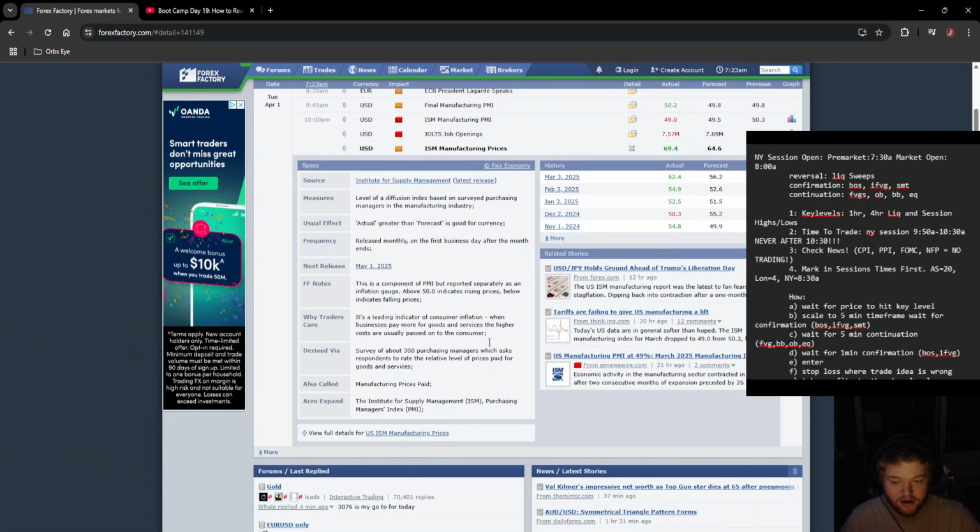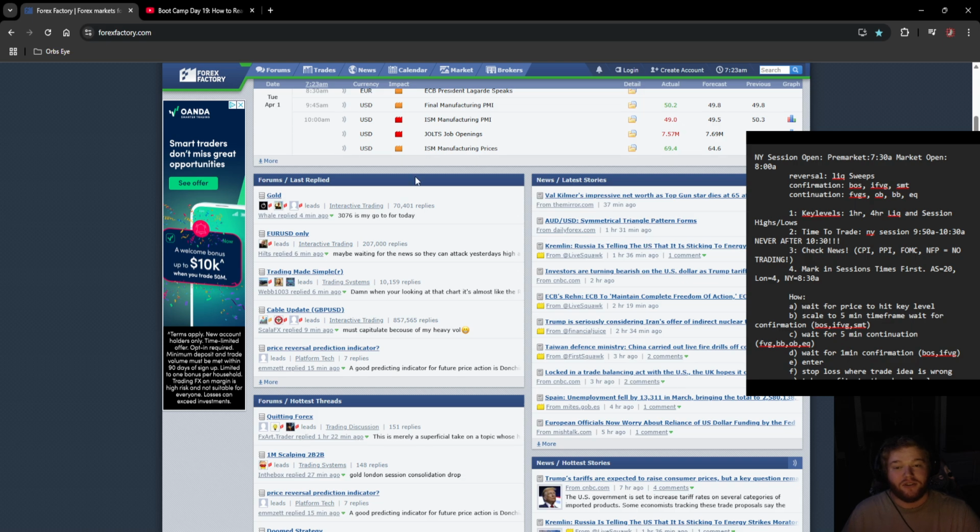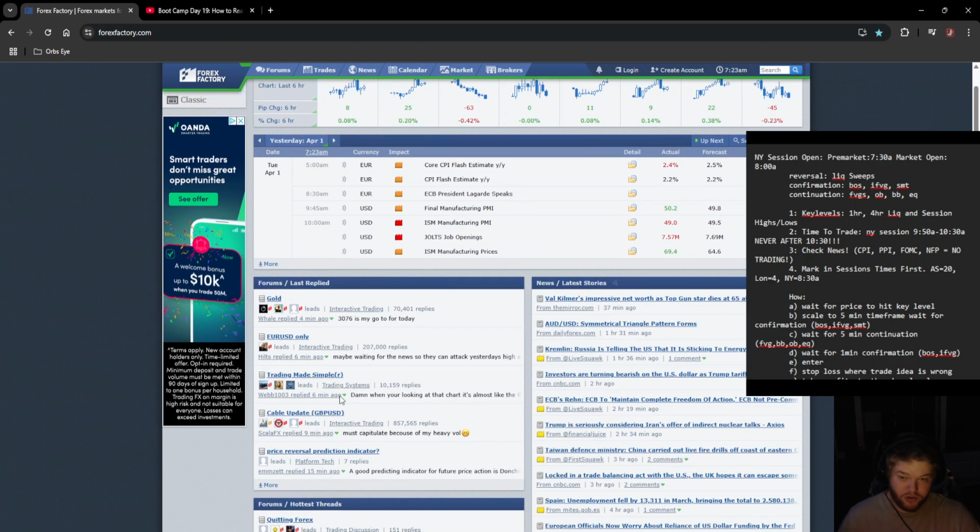This folder right here actually spells it out. It's a gauge. If it's above 50, it indicates price going higher. 69 is above 50. The forecast is above 50. The previous is above 50. Price is going to continue moving higher. So the general direction per news is that price is going to go higher on drop.